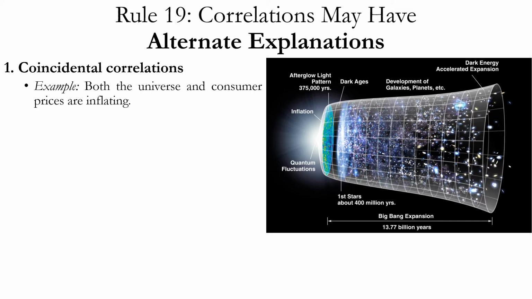One alternate explanation for a correlation between X and Y, other than that X causes Y, is that there's just a coincidental correlation between them. Example, both the universe and consumer prices are inflating. So the universe is expanding. That's actually a different concept from cosmic inflation. Cosmic inflation only occurred at the very beginning of the universe around the time of the Big Bang.